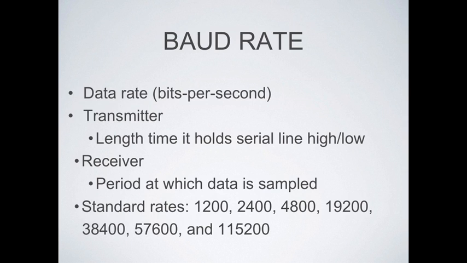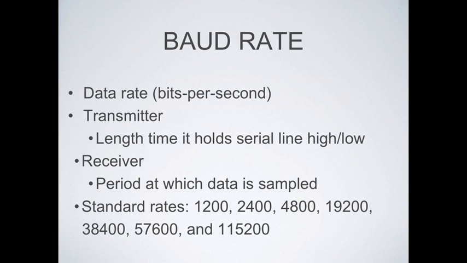So the last thing is the baud rate. The baud rate defines the rate at which bits are transferred. It's measured in bits per second. So when they tell you the various characteristics of a baud rate, you basically say, you have a transmitter, and the baud rate defines how long the transmitter is holding the serial line high or low, and then on the receiver's end, it's the period at which the data is sampled.